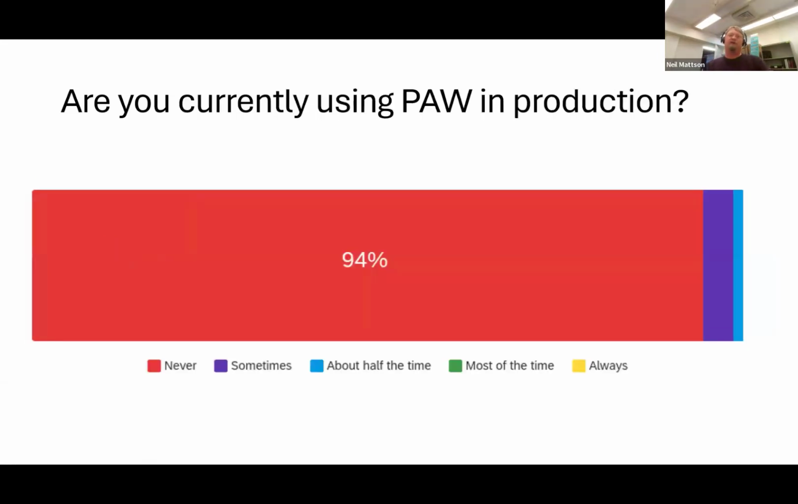And we asked if folks are currently using plasma activated water in production. 94% had said never. And then a smaller percent, about 3%, were sometimes they use it, and about 1% was about half the time. And no one was using it most of the time or always. So we're seeing that clearly not that many people know about PAW, and very few operations actually use PAW. And when they do, it's just for a fraction of their crop or sometimes.